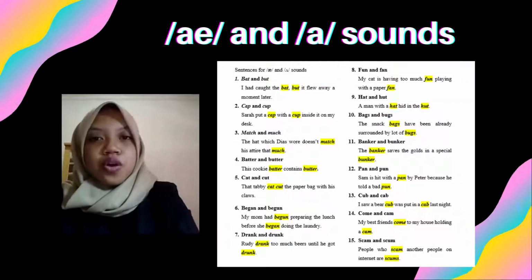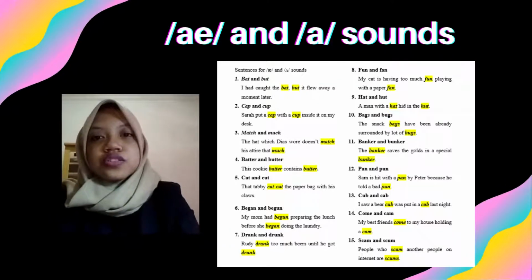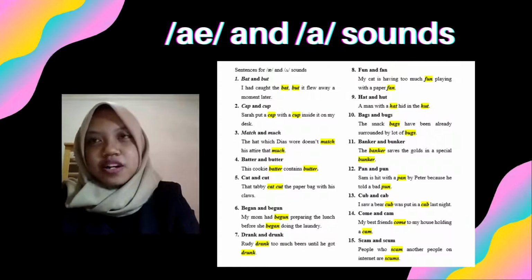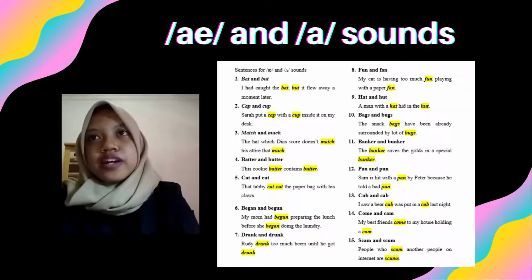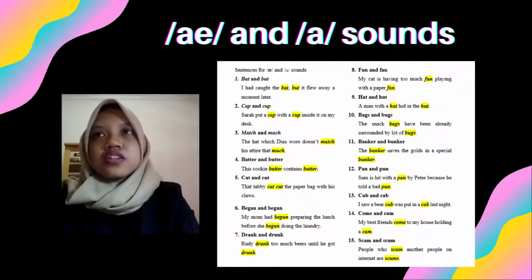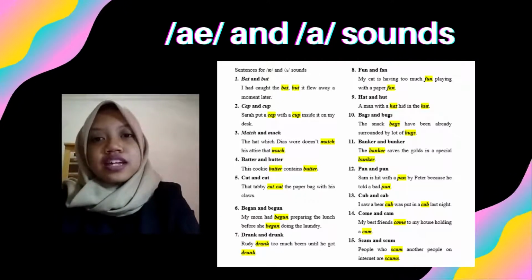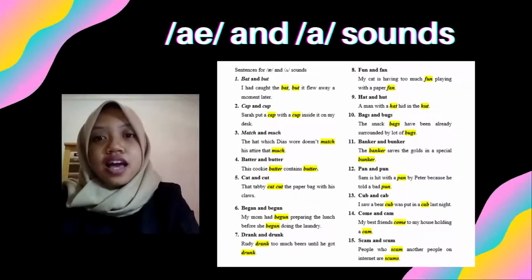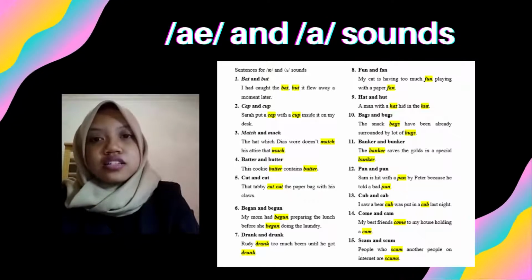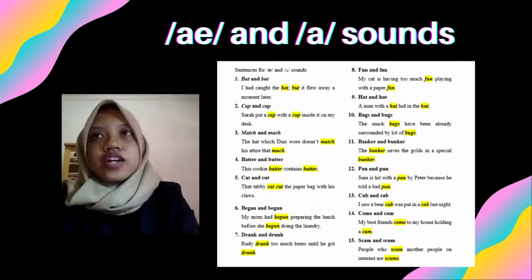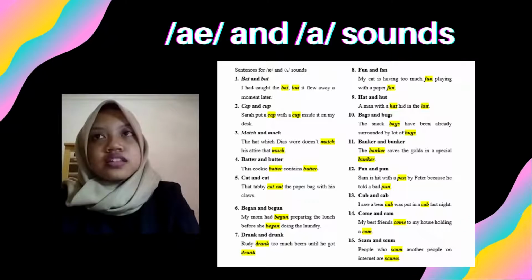Today we are going to learn how to make the U, O, and O sounds. So let's check them out. First, we have a few examples of sentences for A and A sounds. Number one, we have bed and bot.